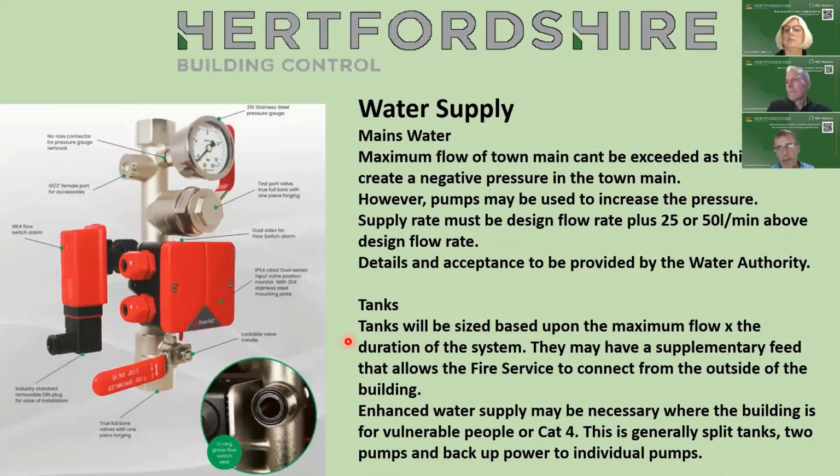Tanks will be based upon the maximum flow versus the duration. So if you've got 100 litres a minute and you've got 10 minutes, then you need 3 cubic metres of storage. It's just one multiplied by the other. They may have a supplementary feed that allows the fire service to connect from the outside. I showed you that a couple of minutes ago, which I think is a great idea. And effectively, theoretically, if they connect to that, it gives the sprinkler system infinite duration.